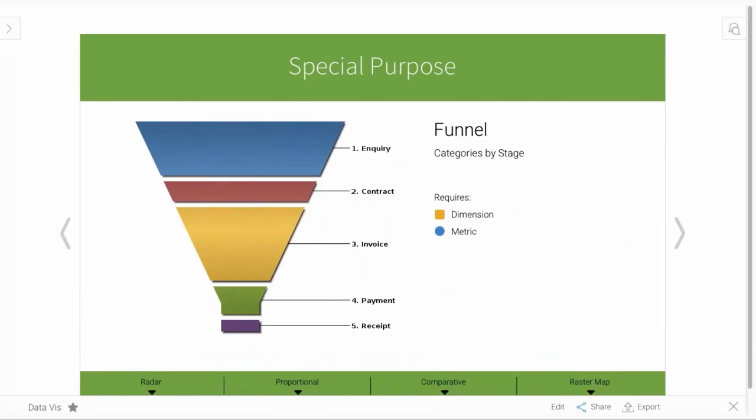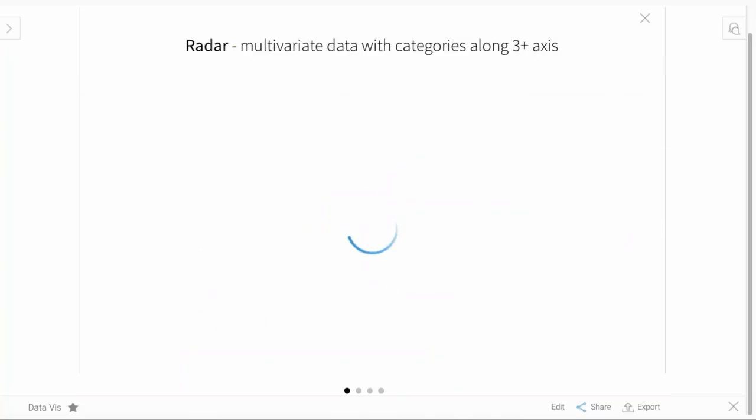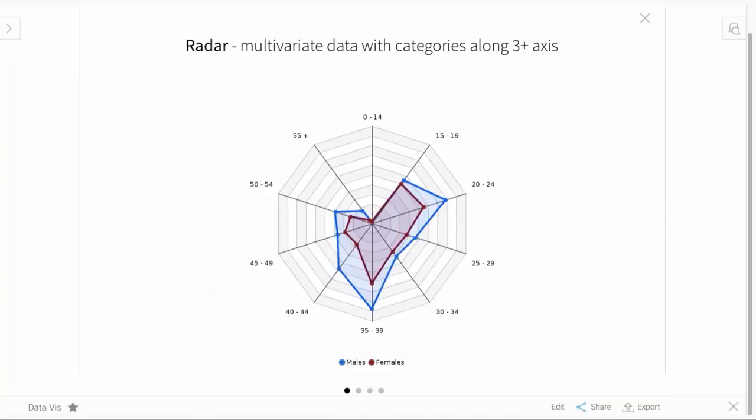Okay, so finally, we're just going to quickly cover some of the special purpose chart types that you could use. So funnels are great for seeing categories ordered by stage, so particularly good for looking at, say, a sales funnel. There's radar charts, also known as spider charts. So these are great for displaying multivariate data with your categories along 3 or more axes, where your measure or your metric is scaling up the axis.